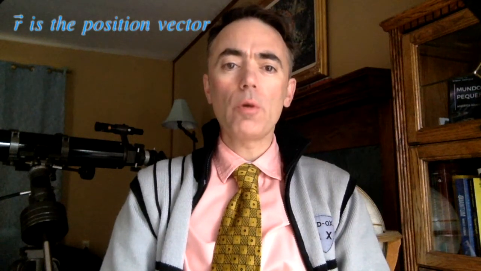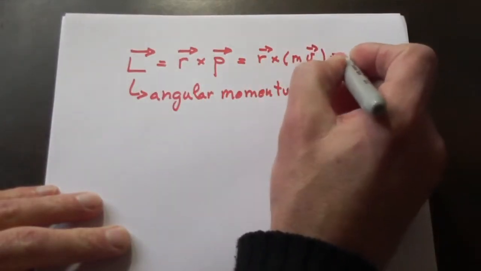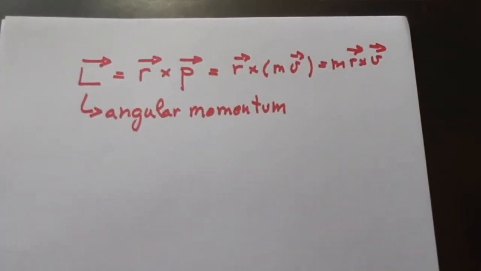In the definition of angular momentum, r is the position vector of the particle. Of course, if we choose to calculate the angular momentum with respect to another point, this will be different. There is one angular momentum for each point we choose to calculate it with respect to. The angular momentum depends on the point that we choose. Let me express this angular momentum as m times r vector cross product v vector. Angular momentum is measured in kilogram times meter squared over second.